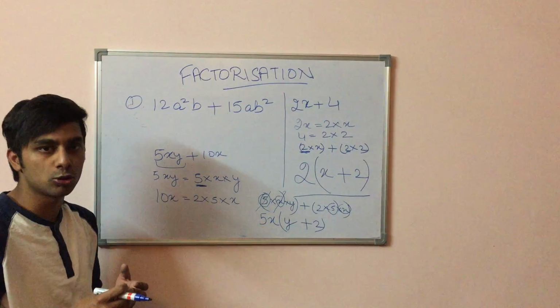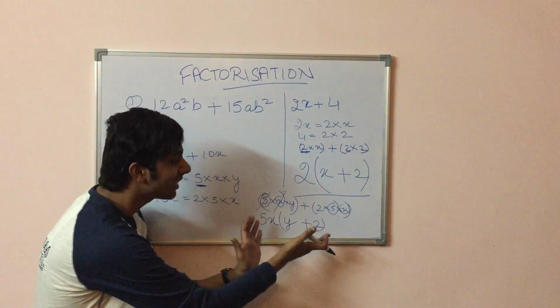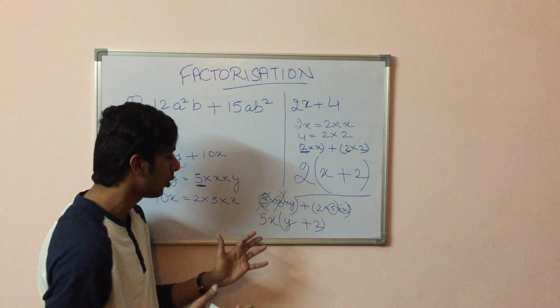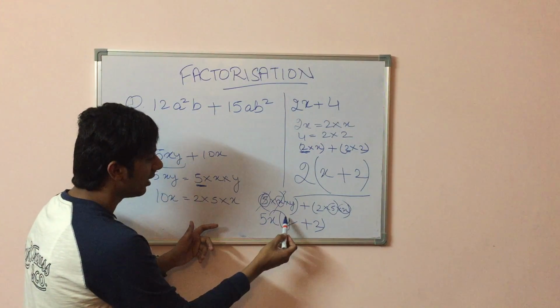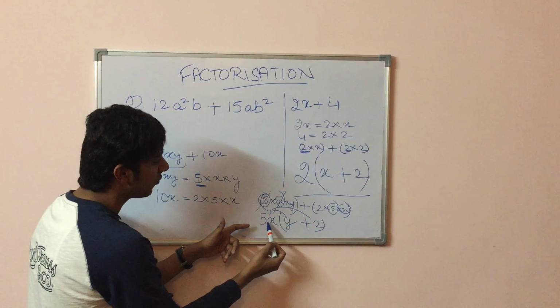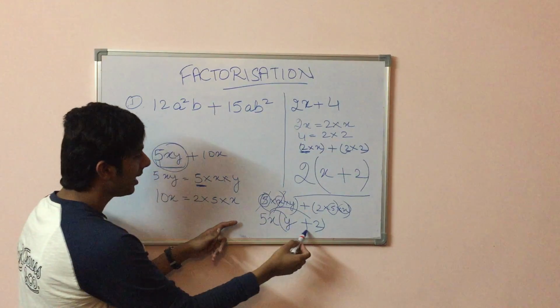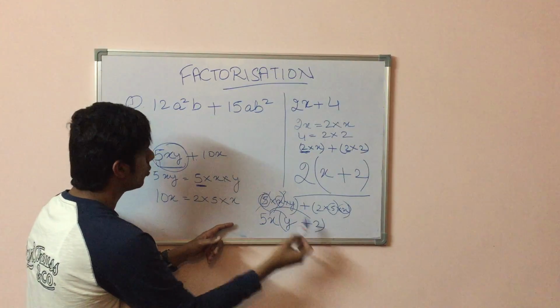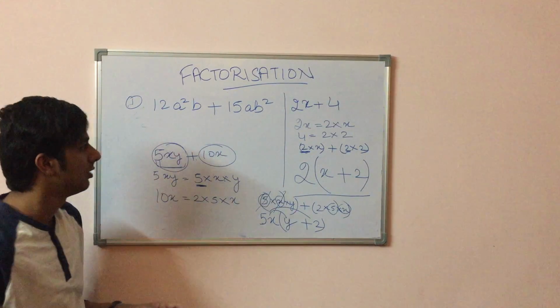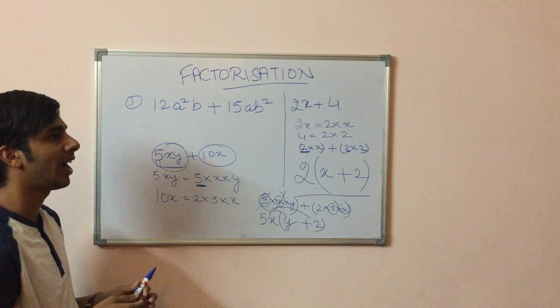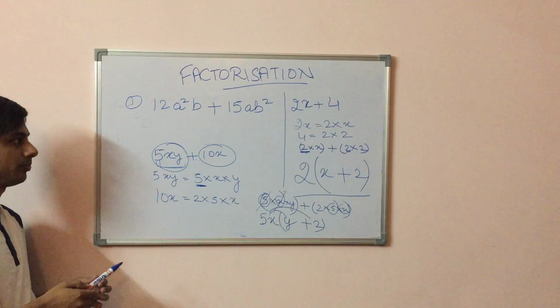Now you can also check whether the factor we have taken out is right or not. Just multiply it again and open the bracket. If you multiply 5x into y, it will come out to be 5xy, plus 5x into 2 will be 10x. This is how we factorize our questions. Right?